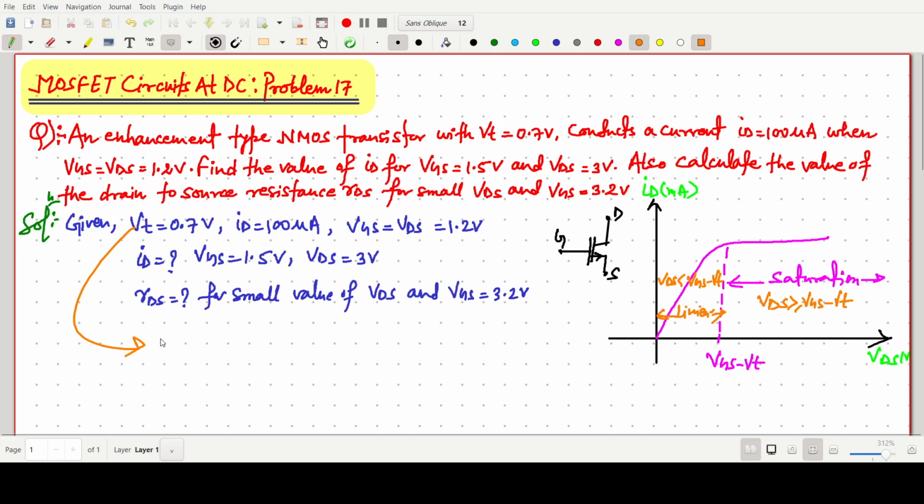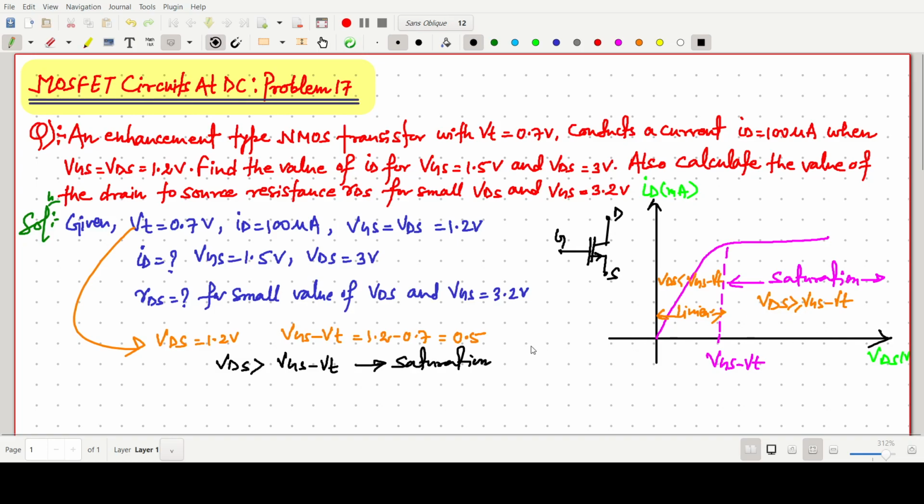Now in this case, find VDS. What is VDS? It's simply 1.2 volt. And find VGS minus VT. VGS is the same as VDS, so 1.2 minus 0.7 volt, which is 0.5. So here we can clearly say that the VDS value is greater than VGS minus VT. So the device is in the saturation region. First we have to identify that the device is in this region.